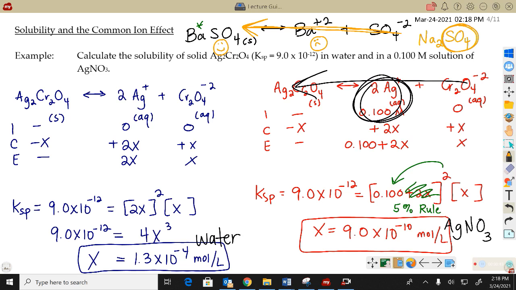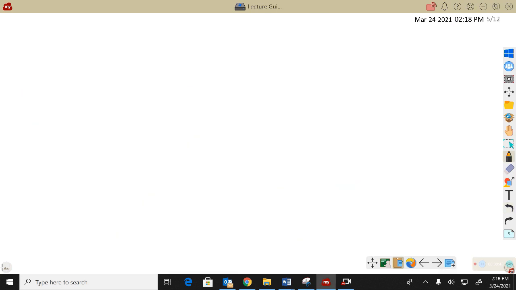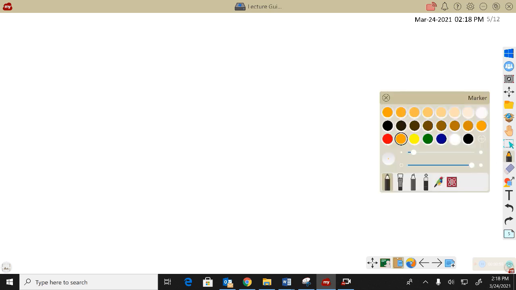I just want to take a moment and give you another example of how to shift the solubility. The common ion effect will reduce the solubility, but what if I want to increase the solubility? So let's just take a pause and talk about two ways of increasing the solubility.